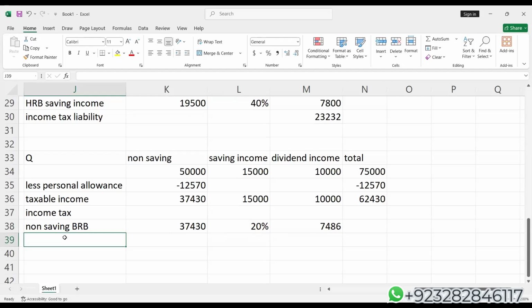But for saving income, we need to decide individual's tax paying status. Basically, whoever is a basic rate taxpayer gets nil rate band £1,000 for the saving income. If someone is a higher rate taxpayer gets nil rate band £500. In case of additional rate taxpayer does not get any nil rate band. Look at this. By looking at 62,430, we can easily say this individual is a higher rate taxpayer. Whoever is a higher rate taxpayer gets nil rate band of £500 for the saving income.